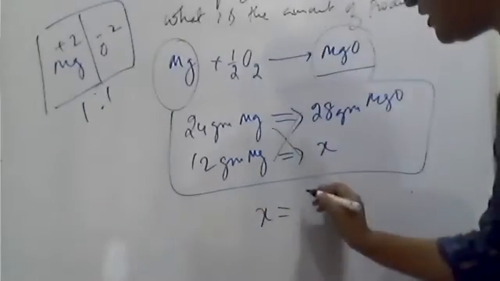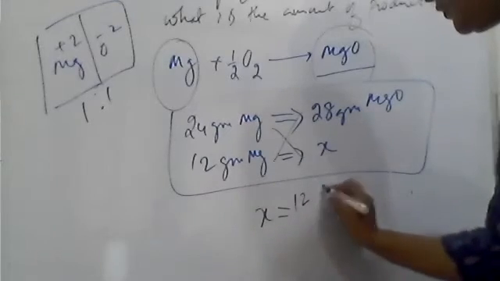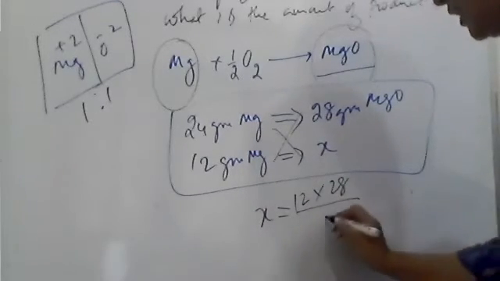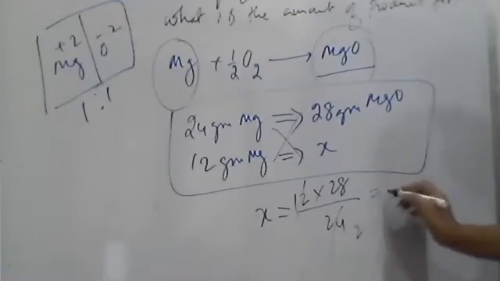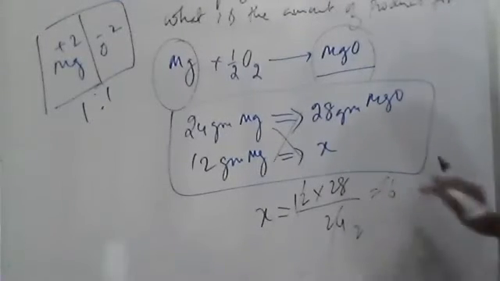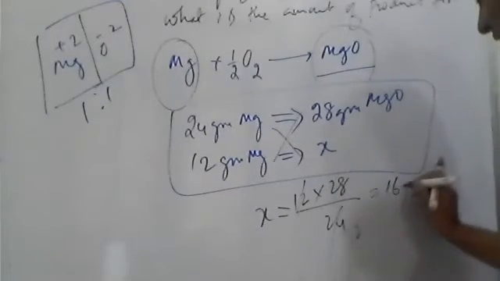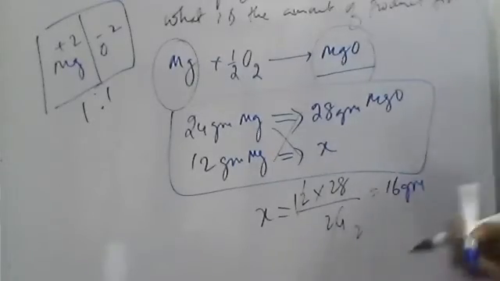Okay, so what is this one? See here, 12 into 28 by 24. So 12 and 24 got cancelled too. The answer is 16 grams. 16 grams of magnesia is formed.